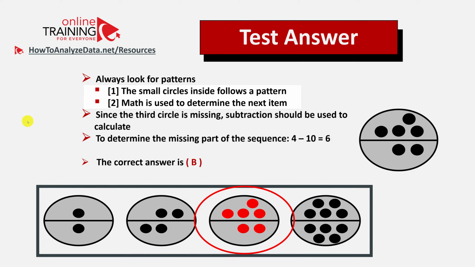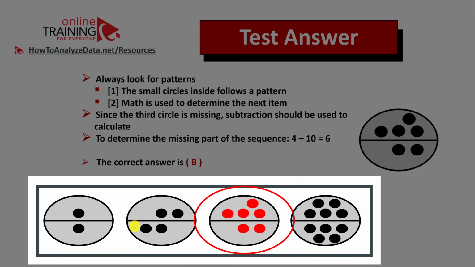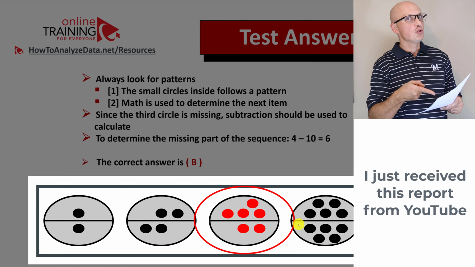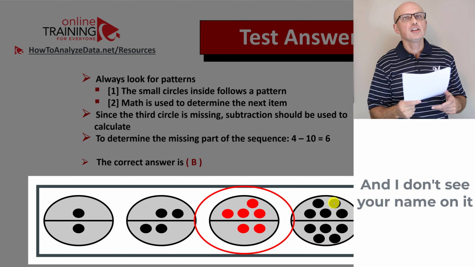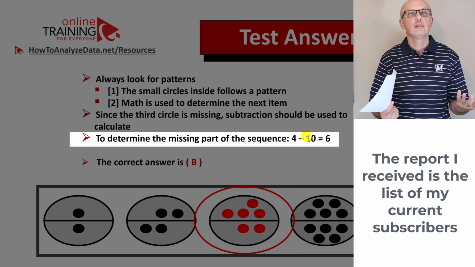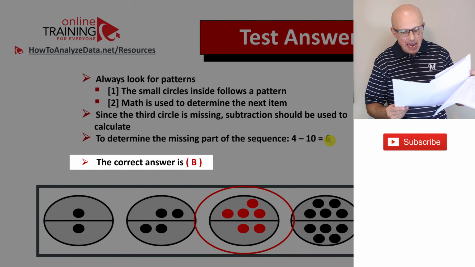The first pattern is there's always a small circle inside the larger oval. And then the second pattern for this particular question is that math is used to determine the next item. And since math is used, we can use calculations to determine the missing part. You see that the item number 2 has 4 small circles, and the item number 4 has 10 small circles. So we can use subtraction to calculate the item in the middle. And if we subtract 10 minus 4, we will get 6. So the correct answer here is choice B.